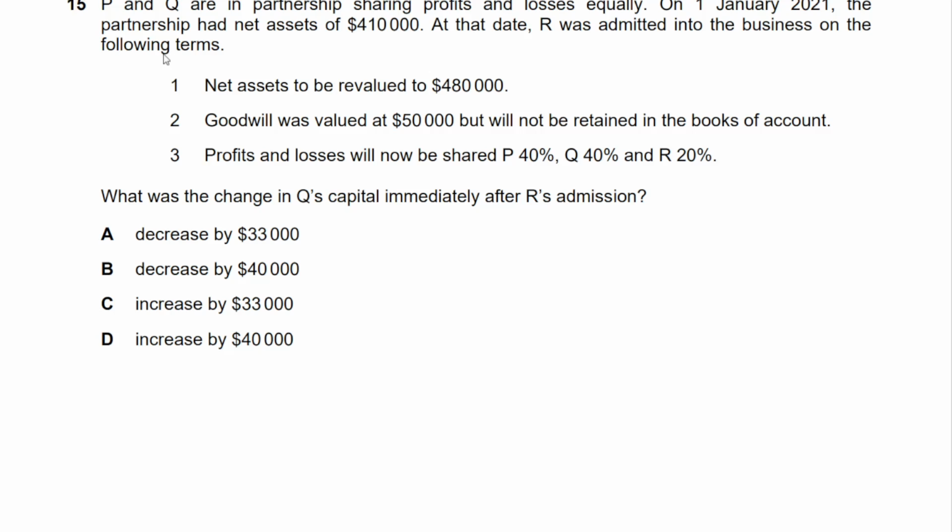So let me tell you, net assets essentially means capital: assets minus liabilities, the owner's capital. So if net assets were revalued to 480,000, that means they suddenly got 70,000 profit, because their assets were revalued upwards and their capital increased essentially. So they will take 50% each. What is the change in Q's capital? We're looking at Q's perspective only for now. So Q will get 35,000 from that. That will be the rise in his capital.